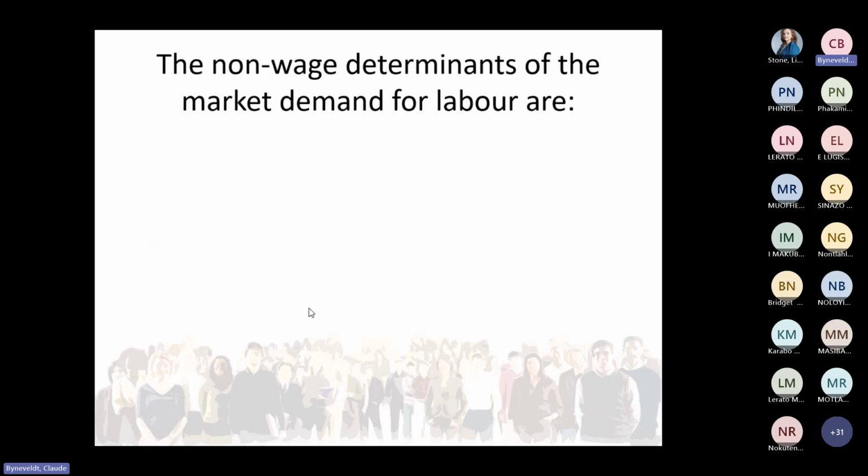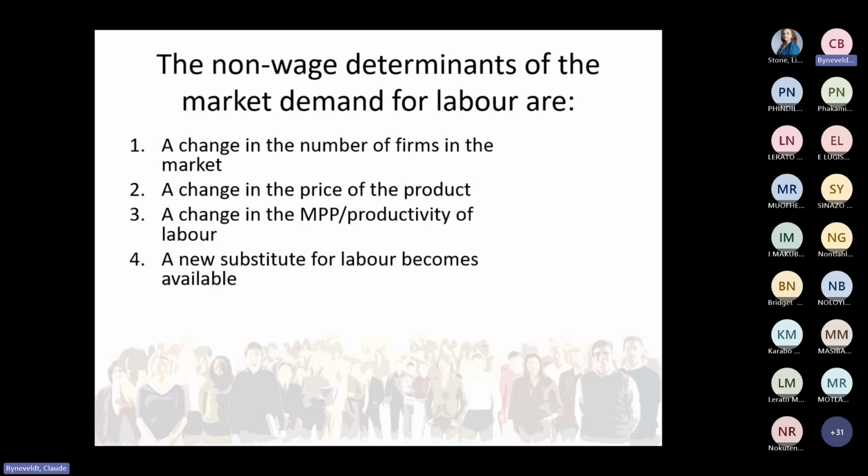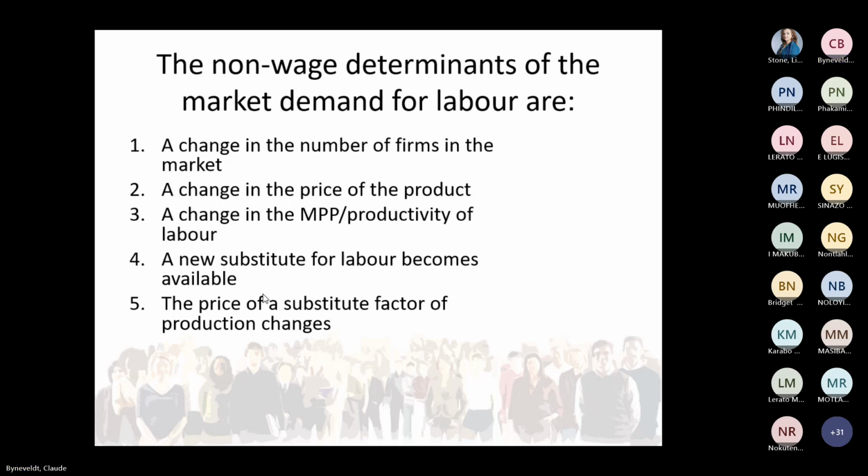Now, this is very important. What are these non-wage determinants? There can be a change in the number of firms in the market. More firms can enter or exit. A change in the price of the product. A change in the MPP, the productivity of labor, which means there's an increase in the productivity of labor, so the total output has increased. A new substitute for labor becomes available. It means that you employ less labor because a machine has been developed that can replace labor.